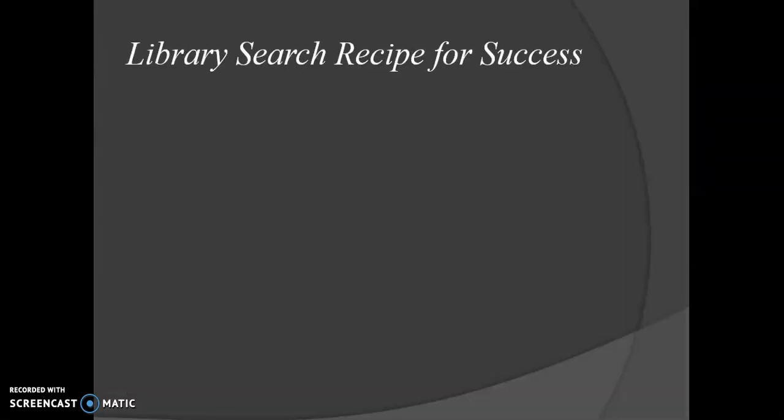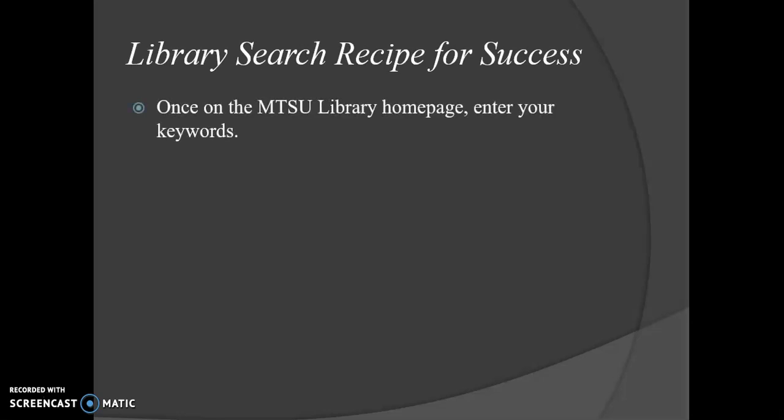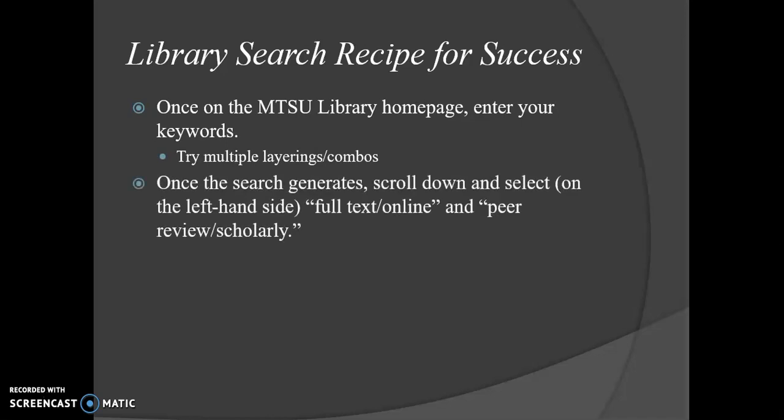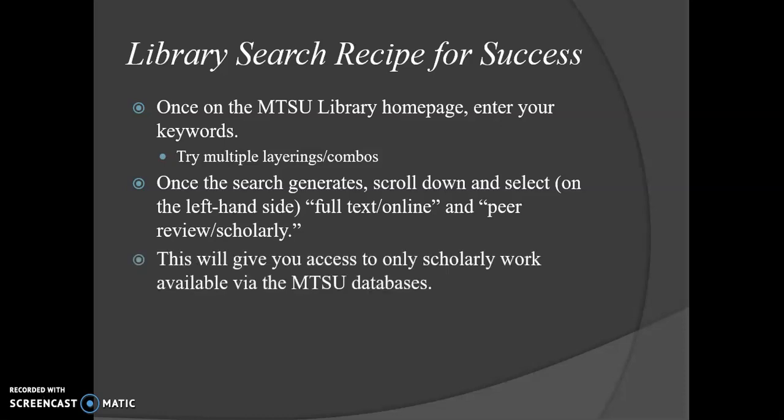So here's our recipe for success, a little bit of a recap of what we just talked about. Once on the MTSU library page, you put in your keywords, layer it multiple ways, multiple combos. Then, once the search generates, scroll down and onto the left, you click full text online and peer review scholarly. There's your Brita filter. This will give you access to only the scholarly work available at the MTSU databases.